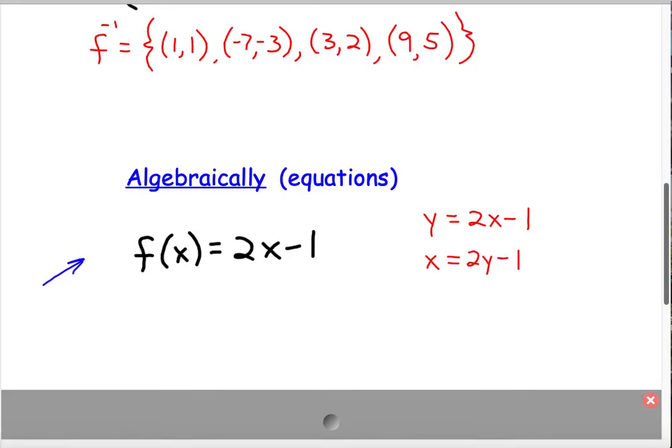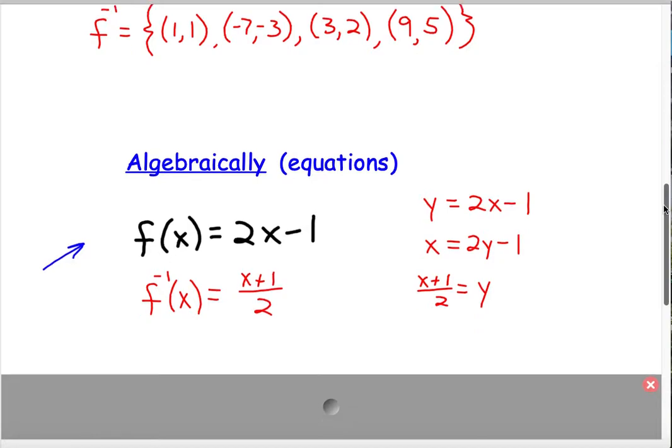So what we're going to do in our equation is replace every y with x and every x with y. So we're switching our inputs and outputs. X becomes y, y becomes x, and now let's solve this for y. I'm going to add 1 to both sides, I'm going to divide by 2, and that's going to be my inverse function. So f inverse of x is going to equal x plus 1 over 2. And that's it.